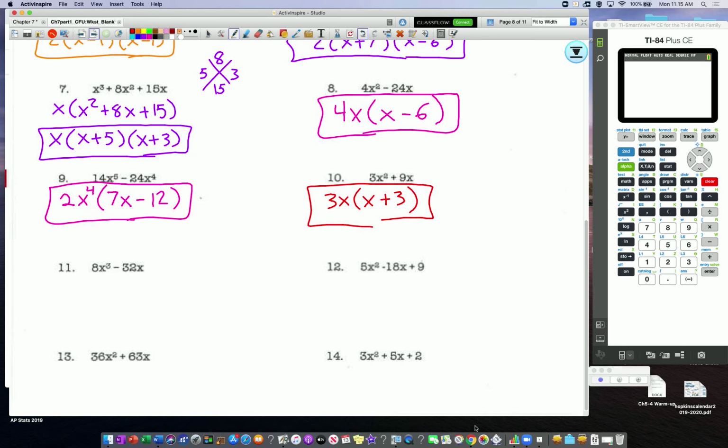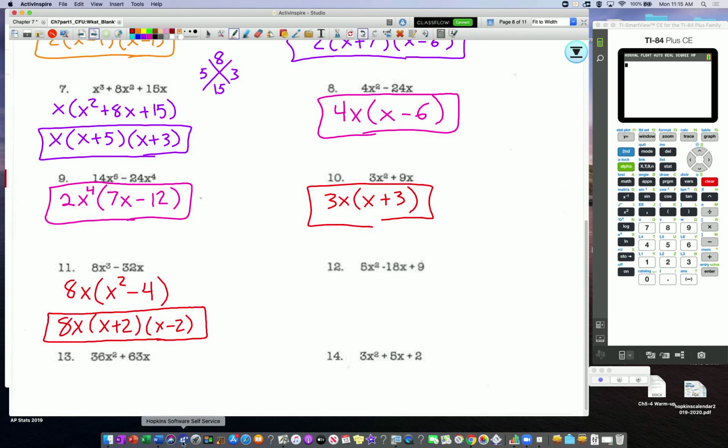All right, next one. Looks like they share an 8 and an x. So x squared minus 4. So 8x times x plus 2 times x minus 2, difference of perfect squares. There we go.